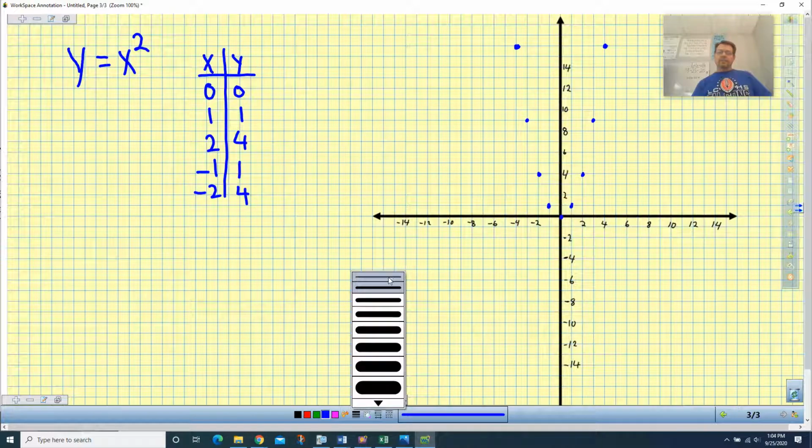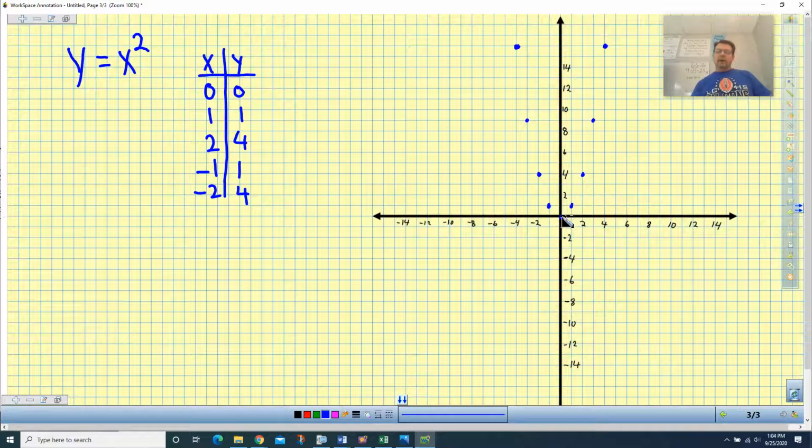So this is what we'd have for my parabola. Trying to make it look at least decent here. Did better on the right hand side than the left. All right, so there's that. Okay, so that's a parabola.